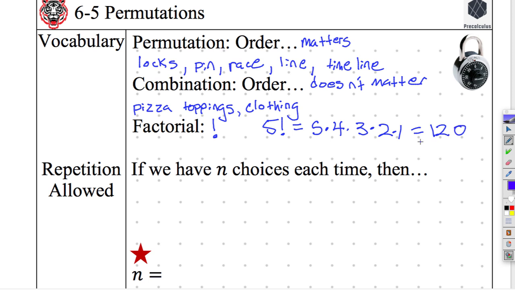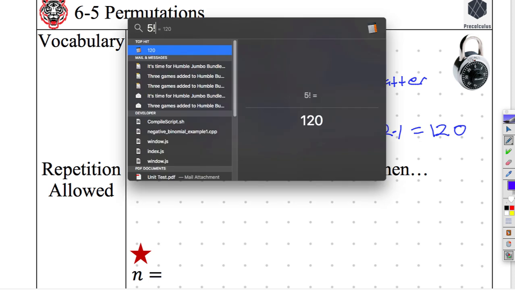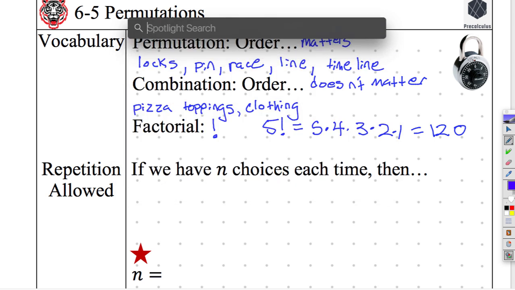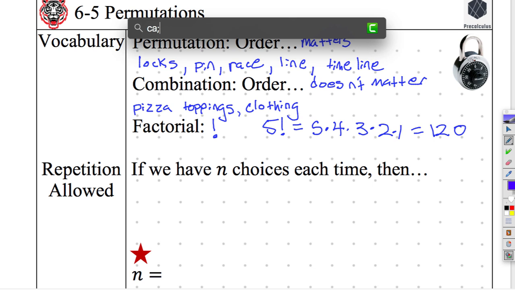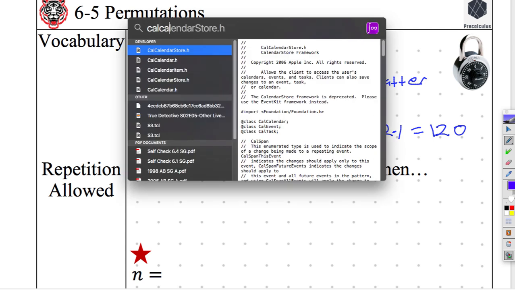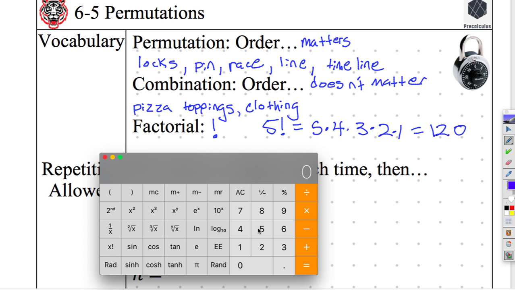Cool. And if you don't believe me, check this out. I go up to Spotlight Search, 5 exclamation point, 120. Boom. Wait, do we have the exclamation point on the calculators? You do. If you go to the calculator on your phone, pull them out. On the calculator here, if I type in 5 factorial, it says x exclamation point. Boom. 120.